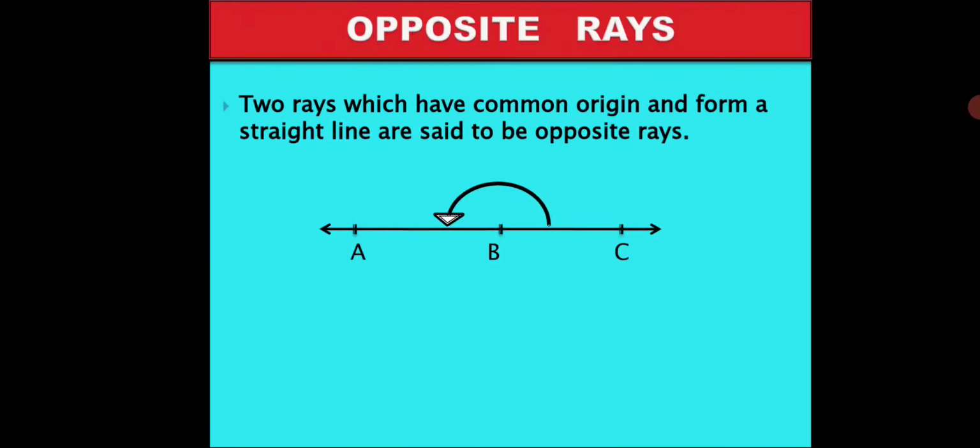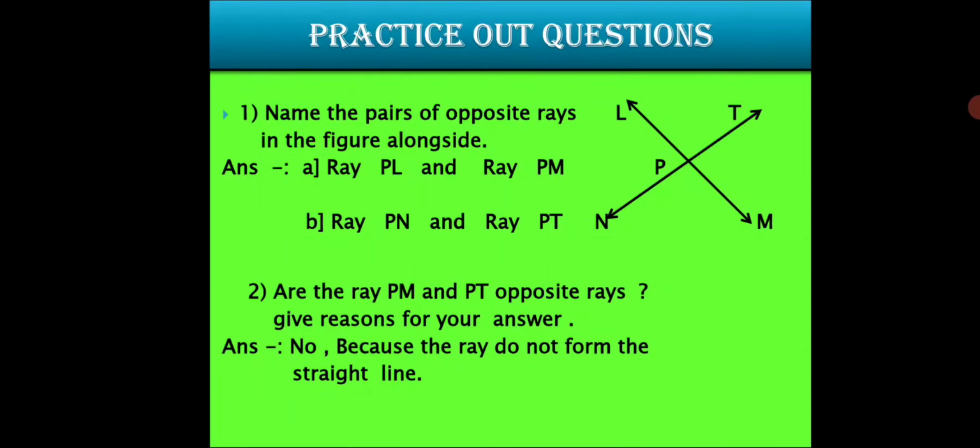Now students, let us practice some questions which are based on the opposite rays. So here are some questions. Question number 1. Name the pair of opposite rays in the figure alongside. For this question we are going to refer to the figure alongside. Here by seeing this figure, ray PL and ray PM are the opposite pair of rays. Next pair is ray PN and ray PT. These are again the pair of opposite rays. So it means two pairs of rays are formed here.